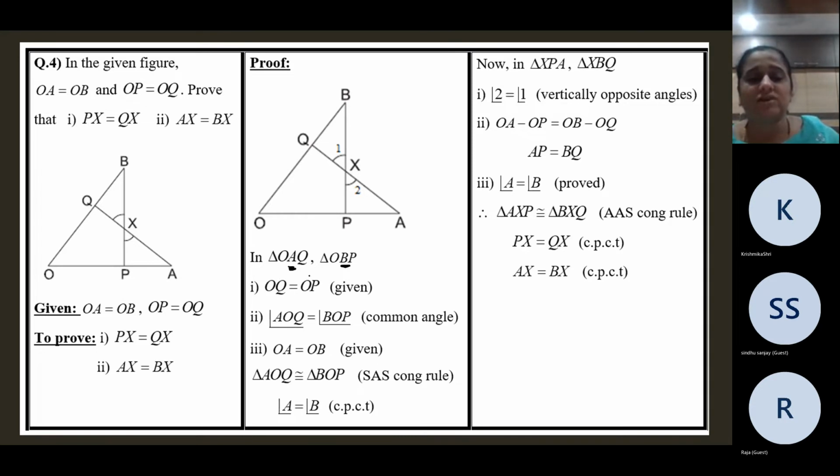OQ of the first triangle is equal to OP of the second triangle. See here, OQ, OP. OQ of the first triangle is equal to OP of the second triangle. Given. And then in the two triangles, you can see a common angle.